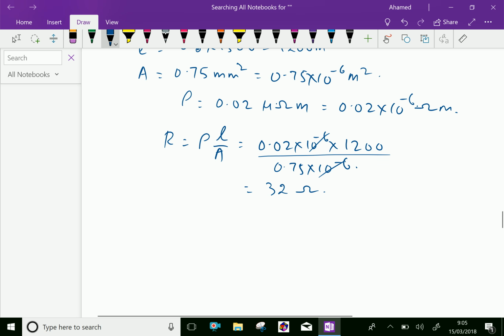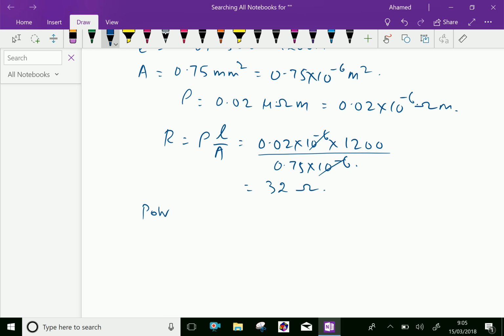Now, power absorbed by the conductor equals V square over R. Voltage is given here as 110, that square over R, which is 32, equals 110 square divided by 32, equal to 378.125 watts.